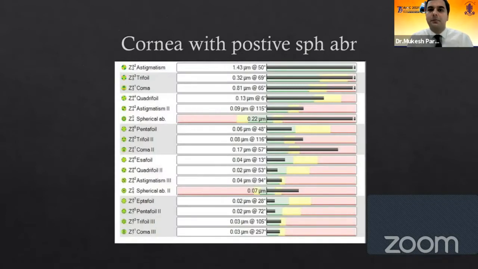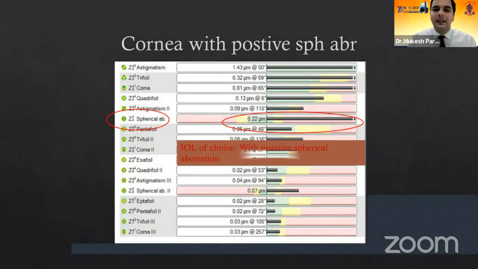So in post-myopic aberration, if you see here, this is a patient who has had a myopic laser correction in the past, and you see that the spherical aberration is 0.22 on the plus side. Obviously, these are the patients who will be really happy if you give them a negative spherical aberration IOL.